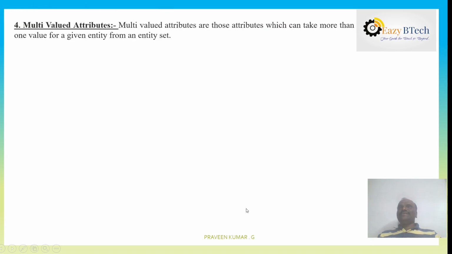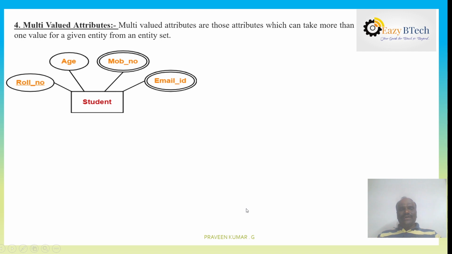Next one is the multi-value attribute. What are multi-value attributes? We represent a multi-value attribute with a double ellipse. Don't get confused: we represent a double diamond and double rectangle for a weak entity relationship and weak entity set, but here we represent a double ellipse for a multi-valued attribute. A multi-valued attribute is nothing but an attribute having more than one value. In the previous case we had a single value, here we have multiple values.